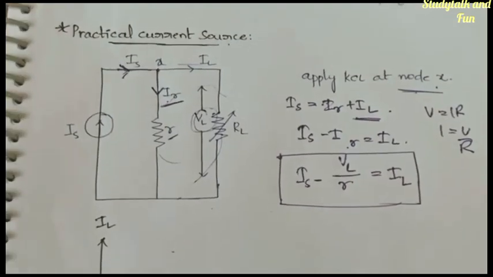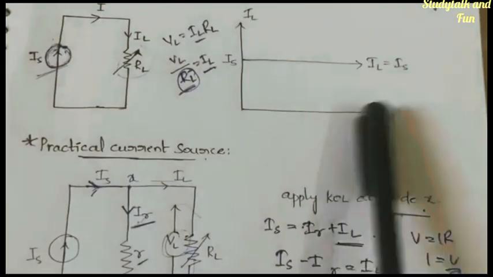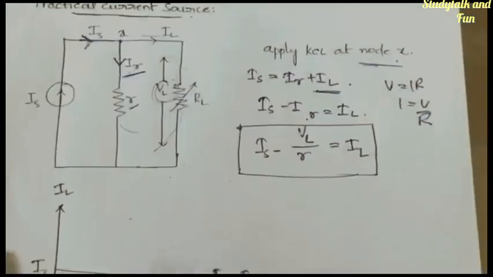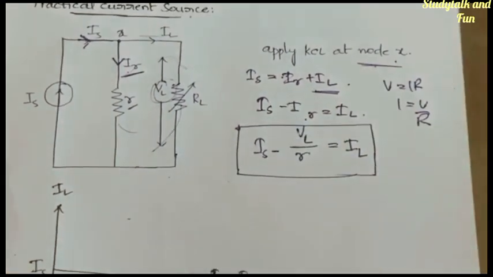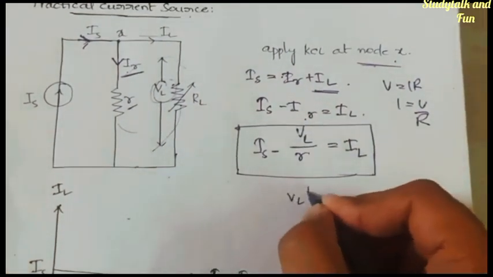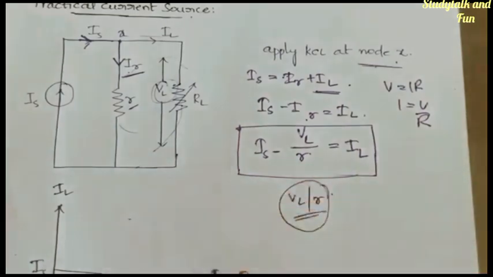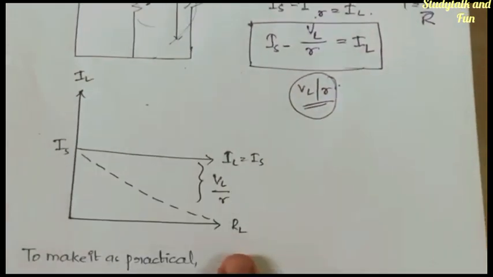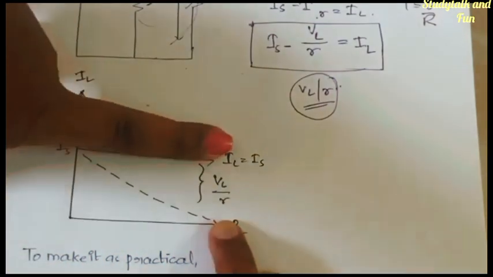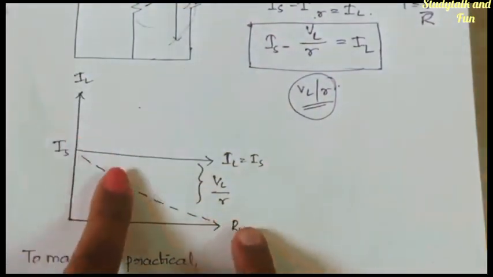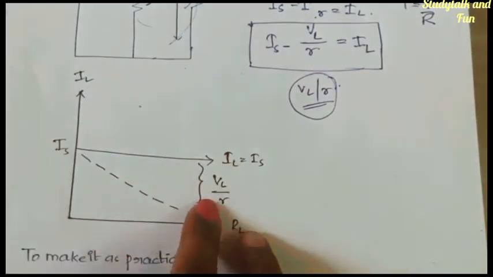Okay, so in ideal current source, what we had, IL is directly equal to IS, but in practical, IL is equal to IS minus VL by r. So what is the drop here? VL by r is the drop. Got it? So this is the graph. IL, RL, you are drawing the graph, and at this point IL is equal to IS, but gradually it keeps on decreasing with a drop of VL by r.